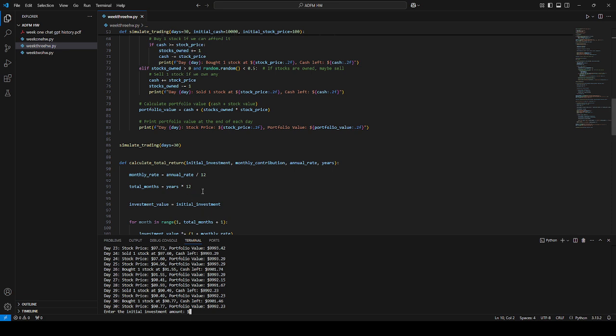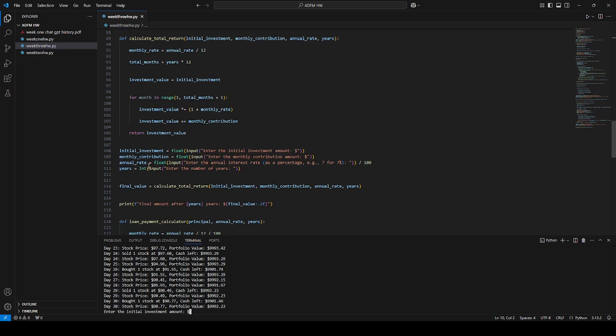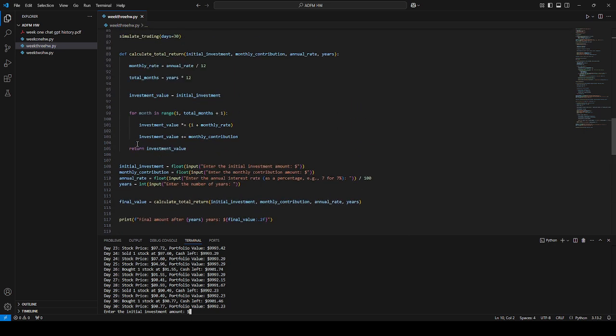And so next is lines 89 through 117. Here, calculate total return. We're just trying to find the total return using the initial investment, the contribution, the annual interest rate, and the years. And these are the formulas for the monthly rate, the total months, and the investment value.